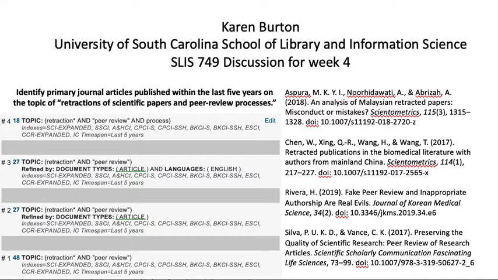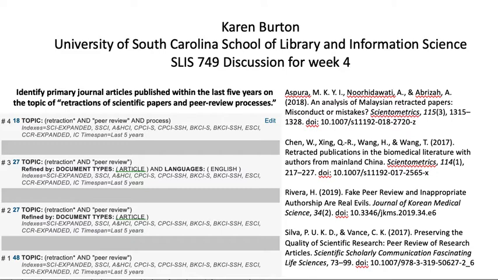Our task this week was to identify primary journal articles published within the last 5 years on the topic of retractions of scientific papers and peer review processes. First, I went to the Thomas Cooper Library's list of databases and found the Web of Science core collection, like we were instructed to do.